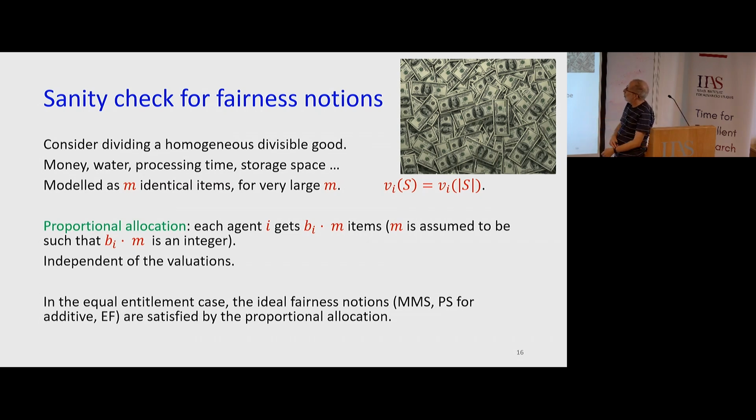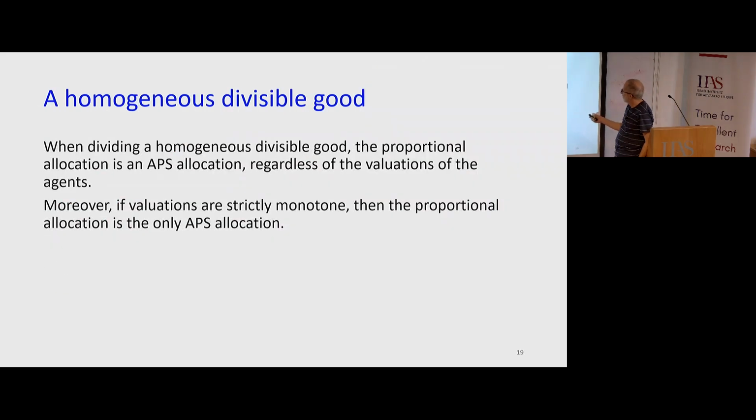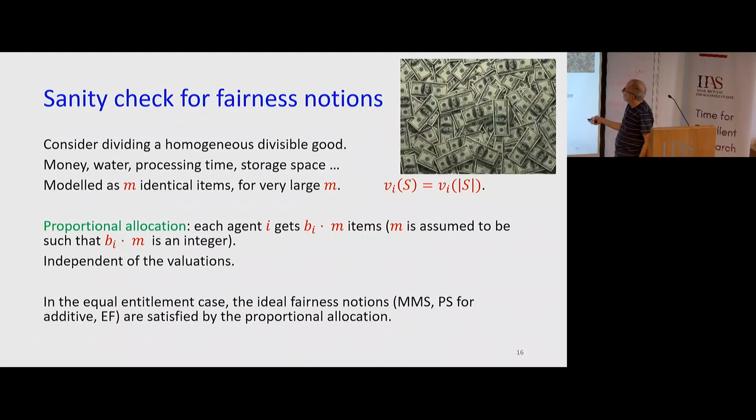When we say that they are homogeneous, we mean that for the value of a set of items, all you care about is the number of items that you get, and it's the value of getting this number of items. So for the value of a gallon of water, it doesn't matter if I got the water from the left-hand side of the pool or the right-hand side of the pool, it's just a gallon of water, how much water I get. Okay, and in these cases, when you have a divisible good, there's an obvious allocation to choose. Each agent, if he has entitlement b_i, should get b_i times m items, assuming that m is large enough so that b_i times m is an integer.